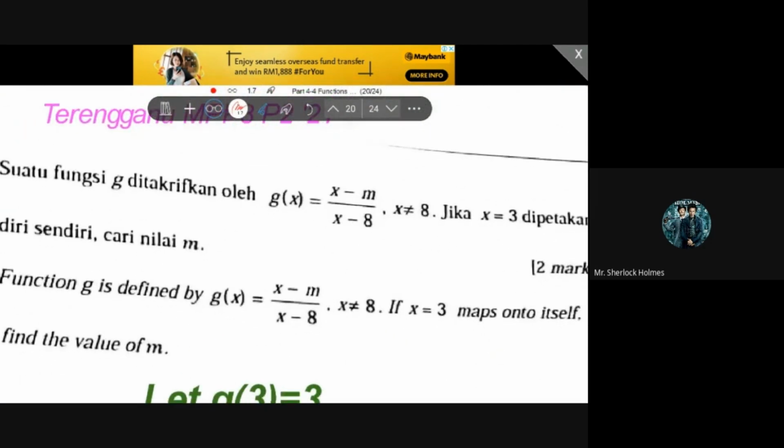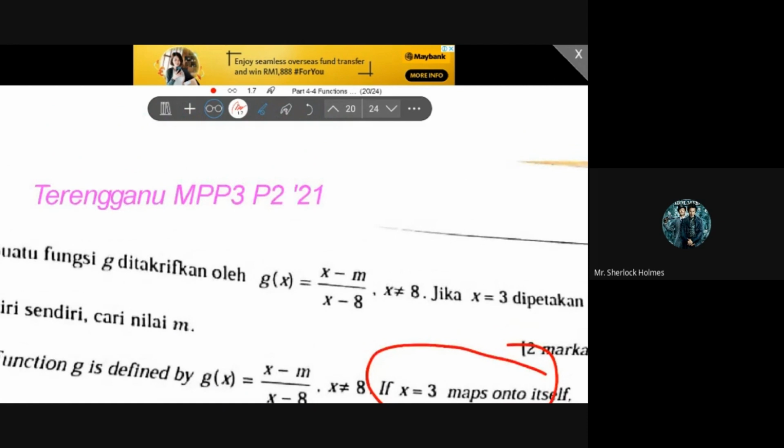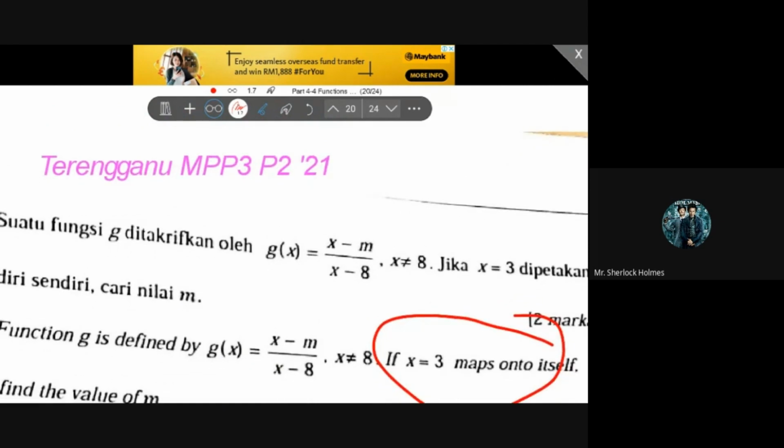Okay, so first I want to ask very popular question. If x equals to 3 maps into itself, can anyone tell? Siapa boleh bagi tahu persamaan dia macam mana? Famous question. They say x equals to 3 maps into itself. Maksud dia macam mana kamu nak mula soalan ni? Apa andaian kamu? What is your assumption? Can anyone tell the equation or not? If x equals to 3 maps onto itself.